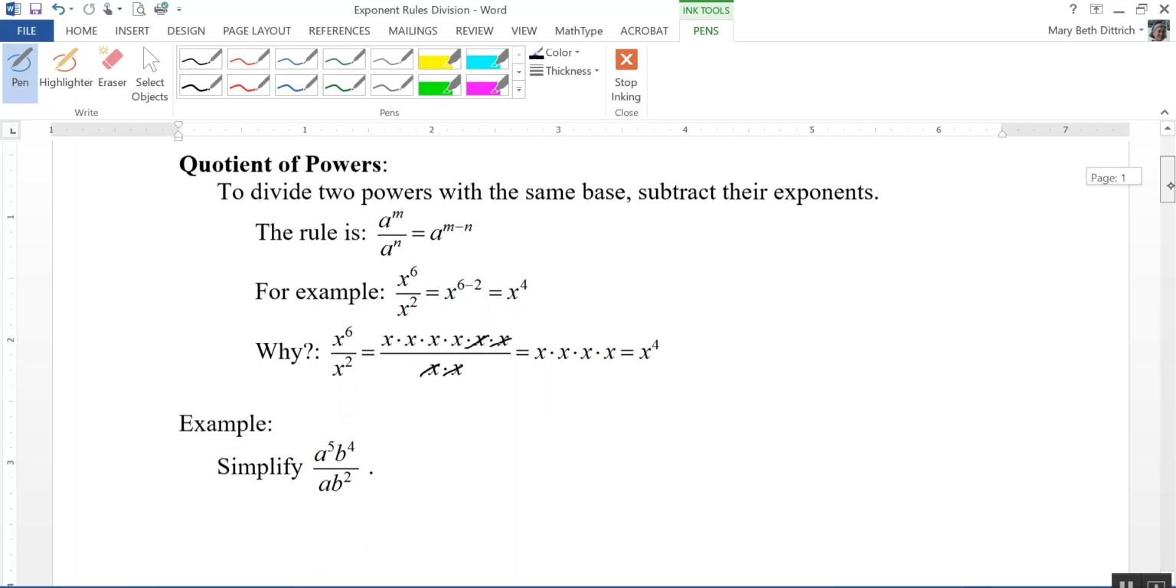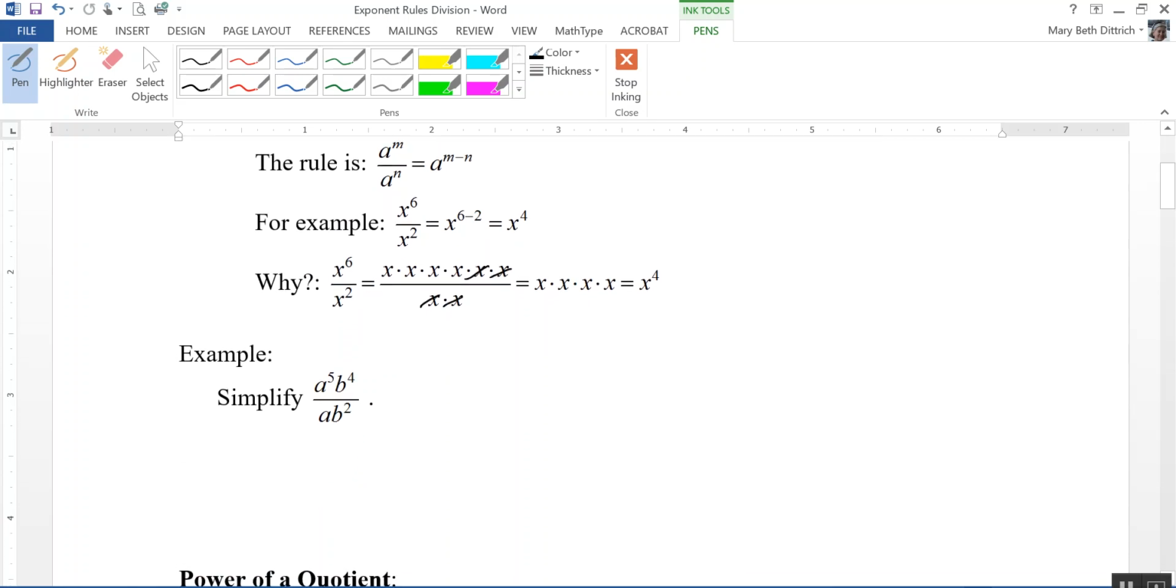Let's take a look at an example here. Here I have a to the fifth, b to the fourth, divided by a, b squared. If you want, you could actually write this as two separate fractions. So a to the fifth divided by a, and times b to the fourth divided by b squared. Let's subtract our exponents, so that's going to be a to the 5 minus 1 times b to the 4 minus 2, or a to the fourth b squared.